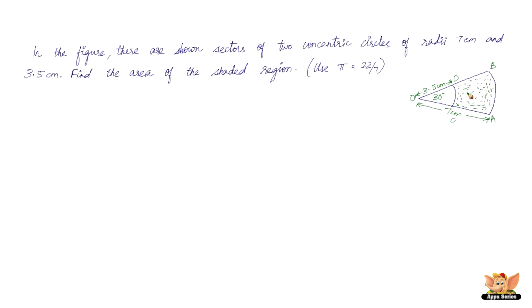Alright, there are shown sectors of the two concentric circles of radii 7 centimeter and 3.5 centimeter. The smaller one is 3.5. You can see this. Let me mark it in green for you. This radius is 3.5 centimeter and the bigger one is 7 centimeter. We need to find the area of the shaded region. Here it is. We need to find the area of this. So it's pretty simple. We first have to find the area of this sector and then find the area of the bigger sector and then subtract the two areas. We get the area of the shaded sector. Right? It's pretty simple.